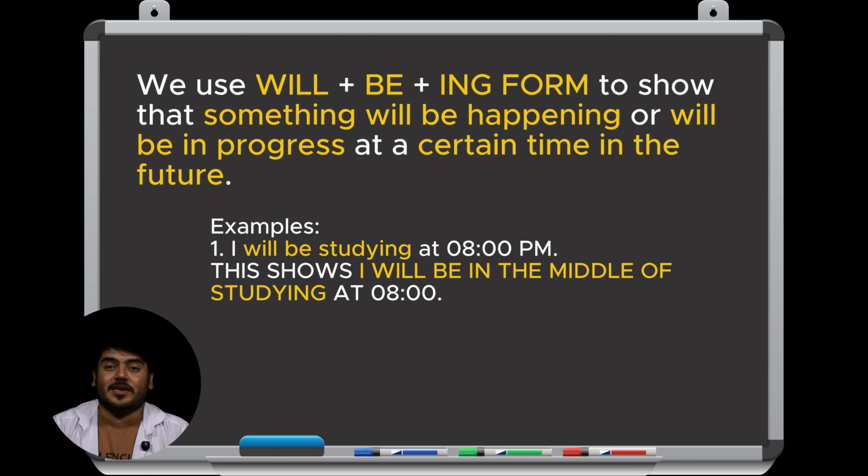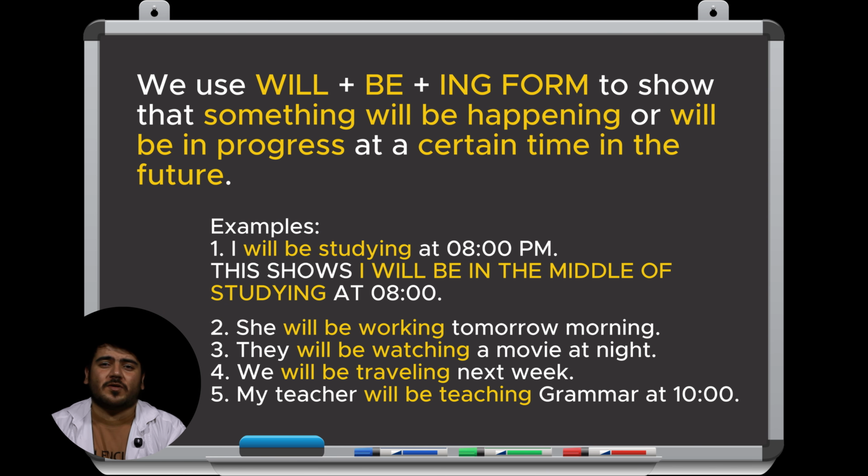Examples: I'll be studying at 8. This shows I'll be in the middle of studying at that time. She'll be working tomorrow morning. They'll be watching a movie at night. We'll be traveling next week. My teacher will be teaching grammar at 10.